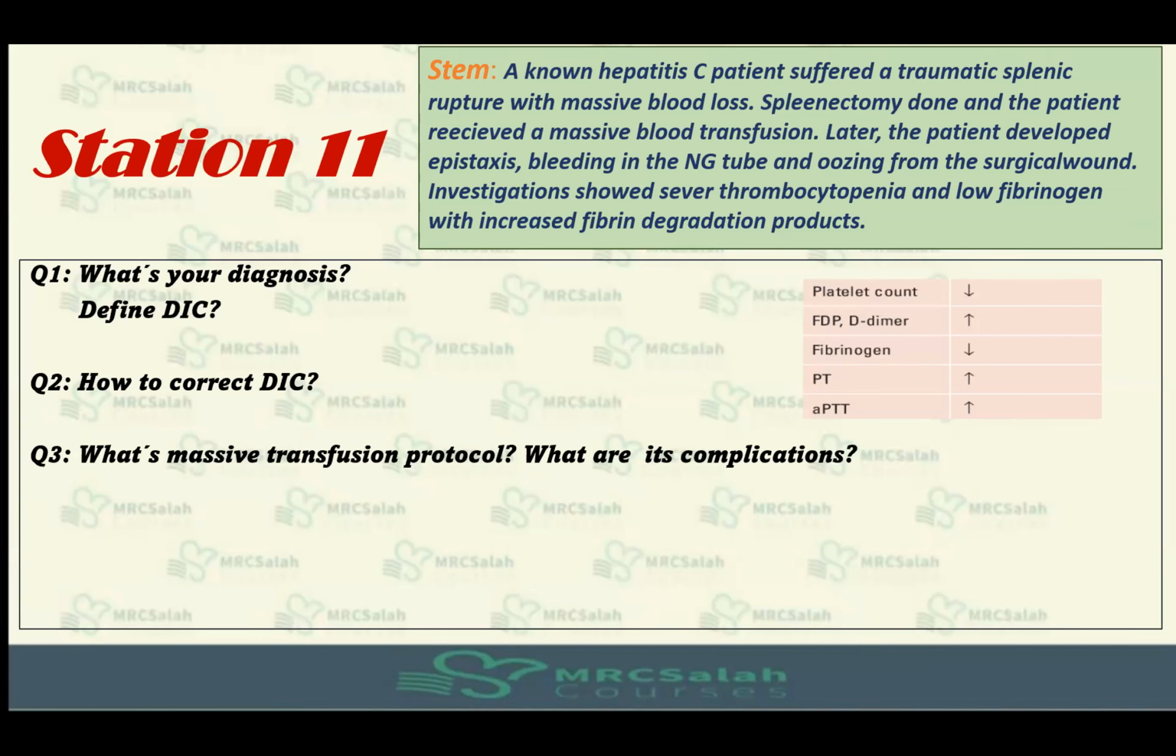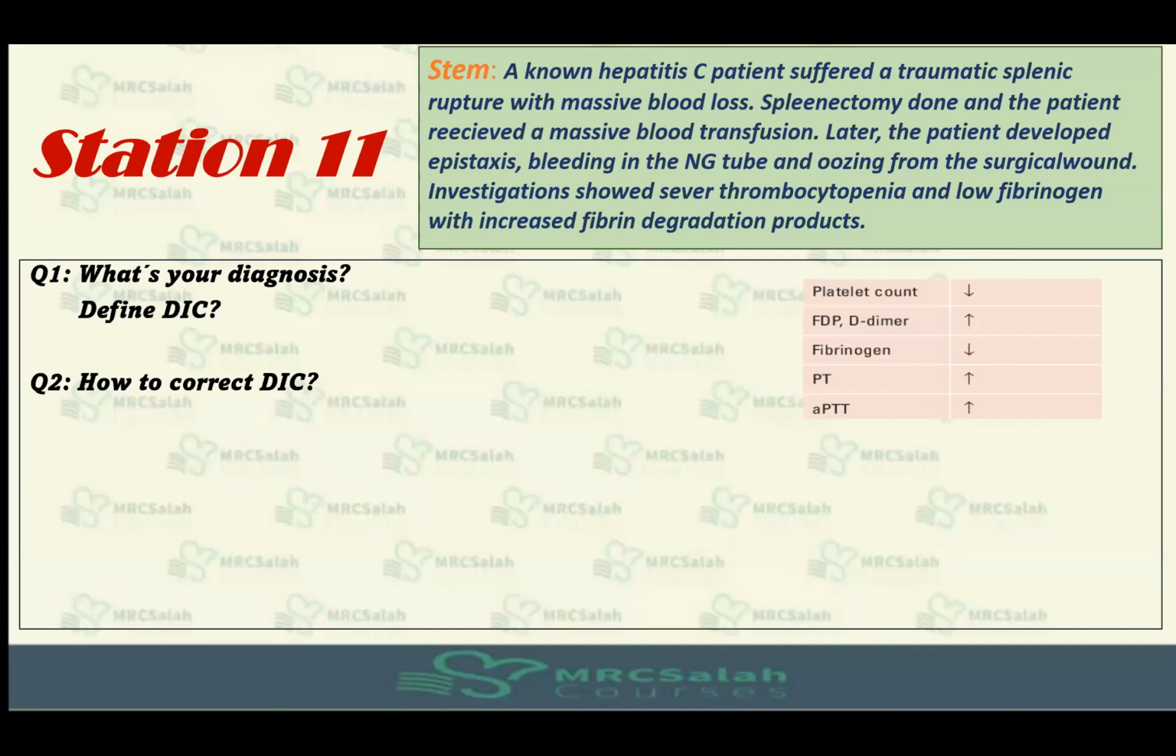Okay, how would you correct this DIC? I can give prothrombin complex concentrate, plasma, fresh frozen plasma, and cryoprecipitate, and also vitamin K. So you will give transfusion. You can give blood, you can give platelets, fresh frozen plasma, cryoprecipitate.